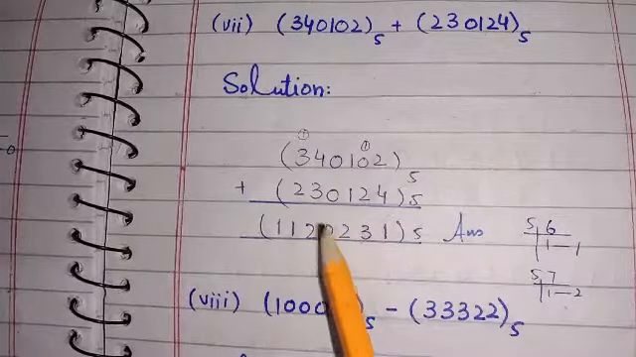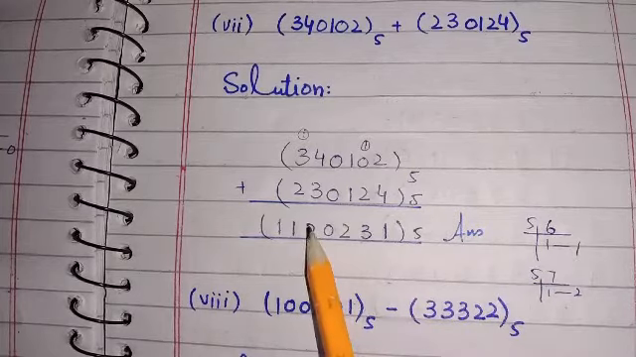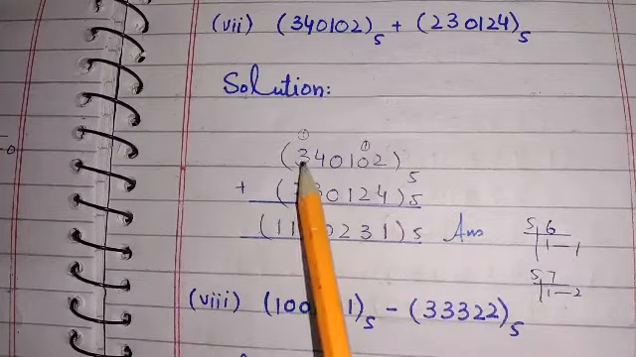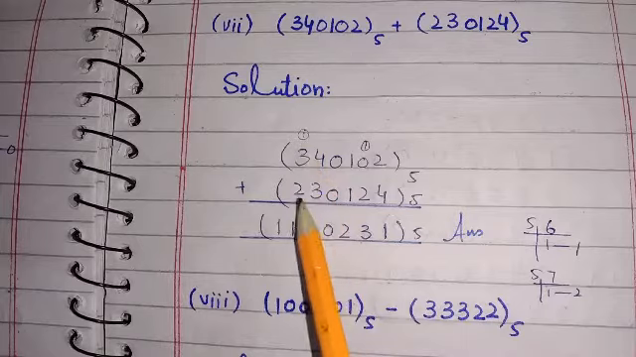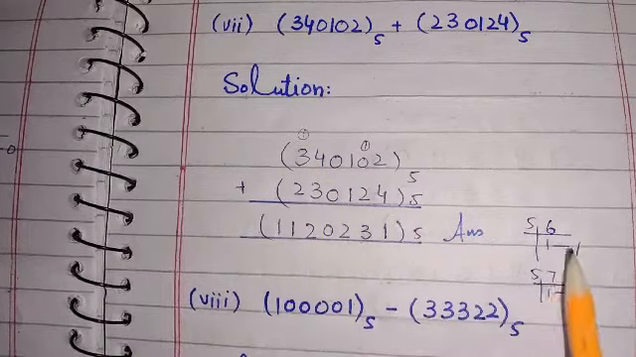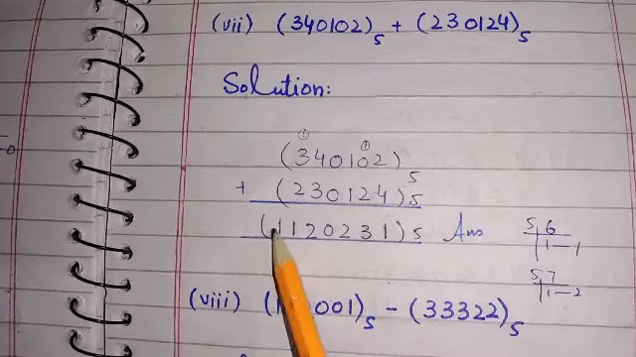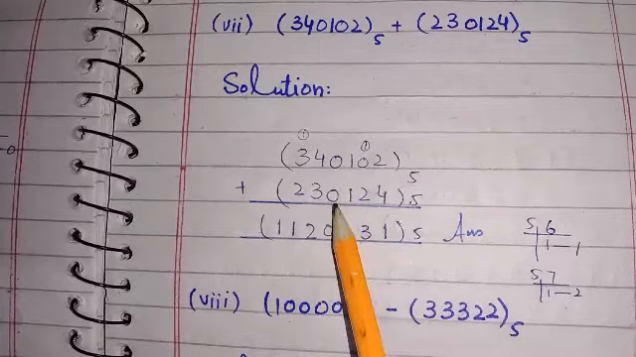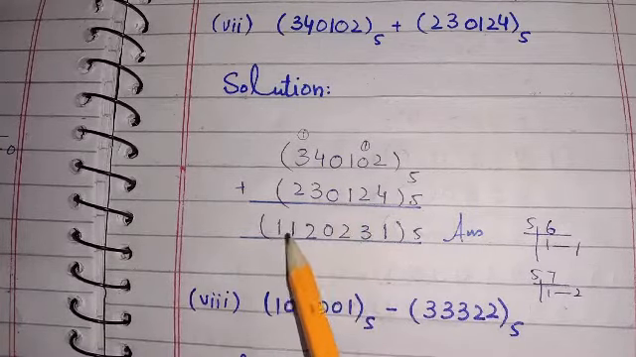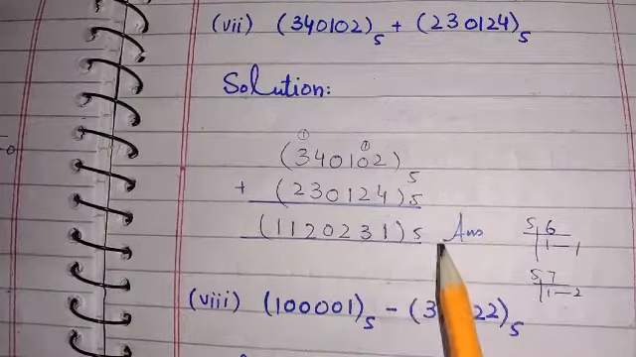4 plus 3, we got 7, so we will divide here. 5 once and 2 is remainder, so we will write the remainder here and 1 carry to the next column. Then 3 plus 1 is 4, 4 plus 2 is 6. We cannot write 6 as it is, so we will divide it. Here is our quotient and here is our remainder. First we will write our remainder, then our quotient. So the sum of both numbers of base 5 number system is 1 1 2 0 2 3 1 with base 5, which is our answer.